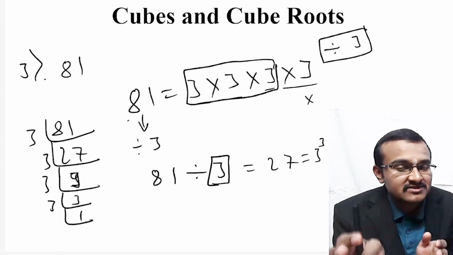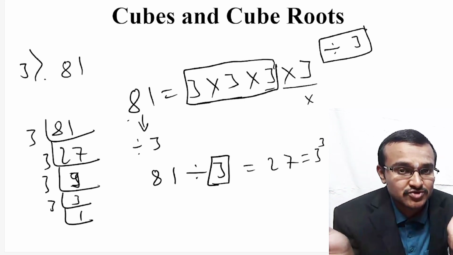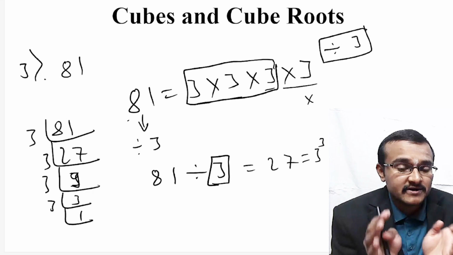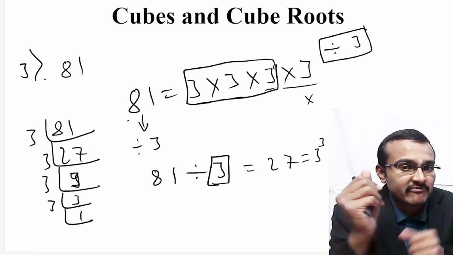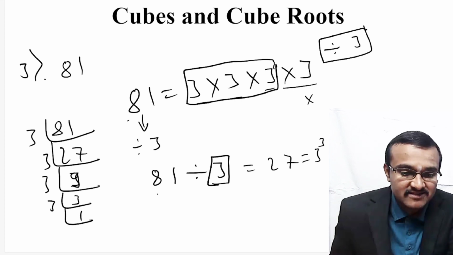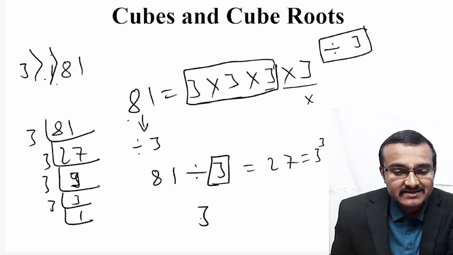So in 81, 3 was an extra number which didn't have any other two 3's to make a group. That's why we are dividing this 81 with 3 and we are getting a perfect cube, that is 27. So the answer for the first question in this third question is actually 3.